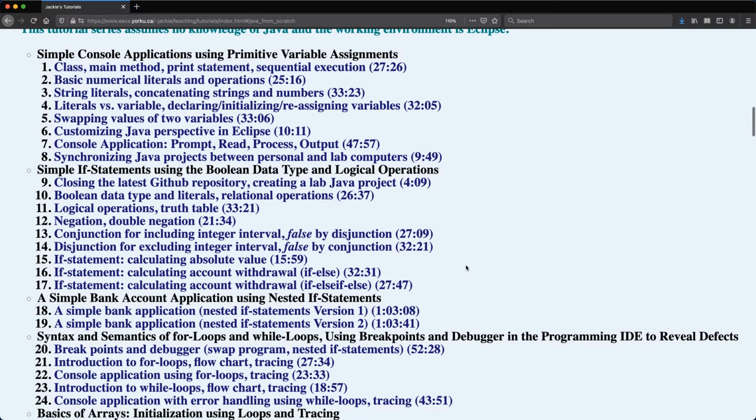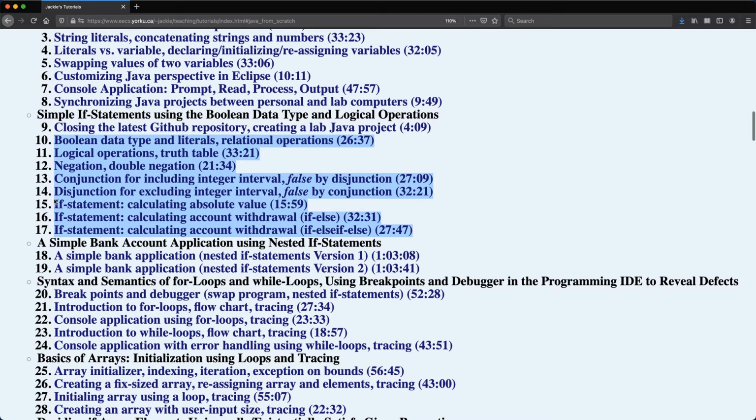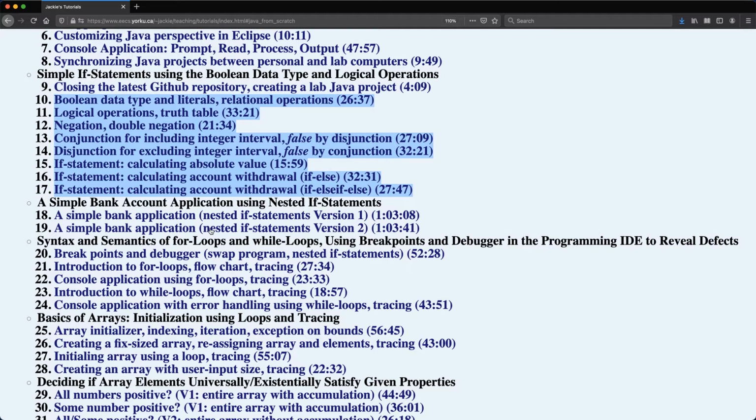Last week, I assigned you to really study the videos from number 10 to number 17. So these are the basics for if statements for the tutorial videos. If you want to study more for this week, you can study videos number 18 and 19. I also mentioned these two videos in your weekly tutorial for Java. Okay, it's up to you if you want to do some extra practice.